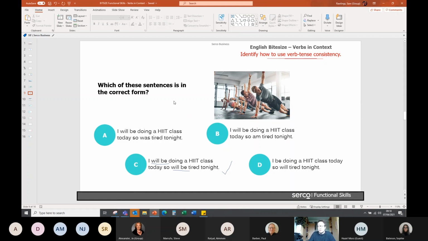Has anyone got any questions before we move to the second objective? No? All right, excellent, good. So watch out for the way you use verb tense when you're writing, especially obviously for your writing task and your functional skills. It is something that the examiners will be looking to make sure you're doing accurately.